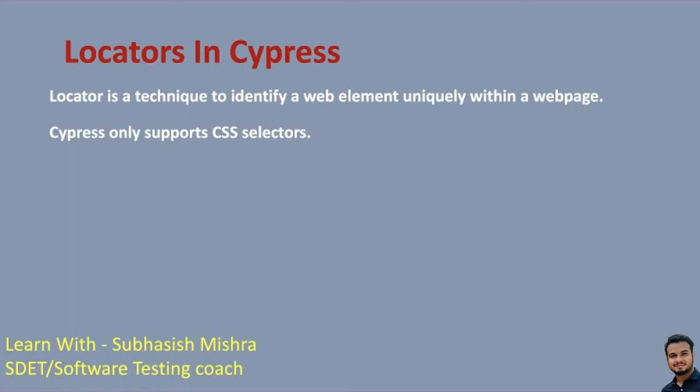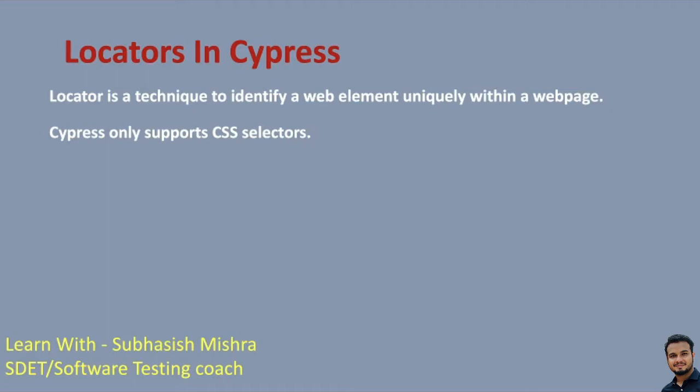Cypress can support XPath selector as well, but that is not supported by default. We need Cypress XPath external plugin to support XPath selector. So that is not by default. If you need it, you need to install one external plugin, that is Cypress XPath. By default it is CSS selector. In all our automation code we will use CSS selector for Cypress.